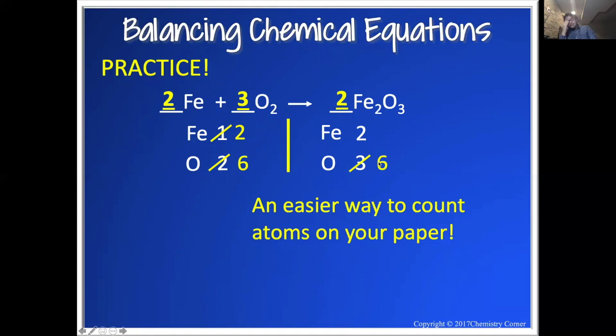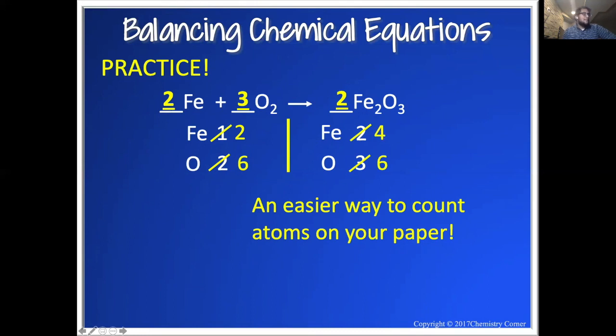But now I've done something, and this is why I said trial and error is the best way to solve these, because, oh man, I just messed up my number of irons here, right? So by putting this 2 in front of this molecule, now I have 2 times 2 irons, Fe's, and on the right, I've got 4 irons.